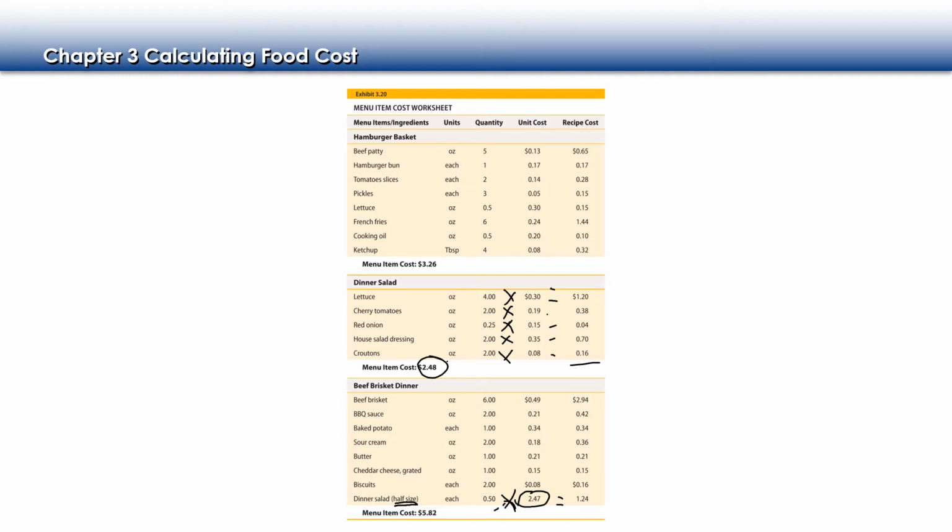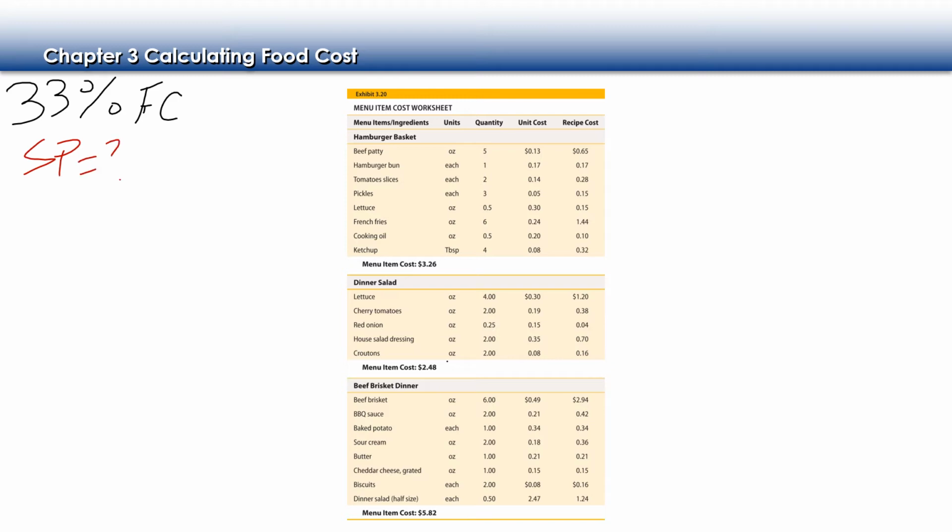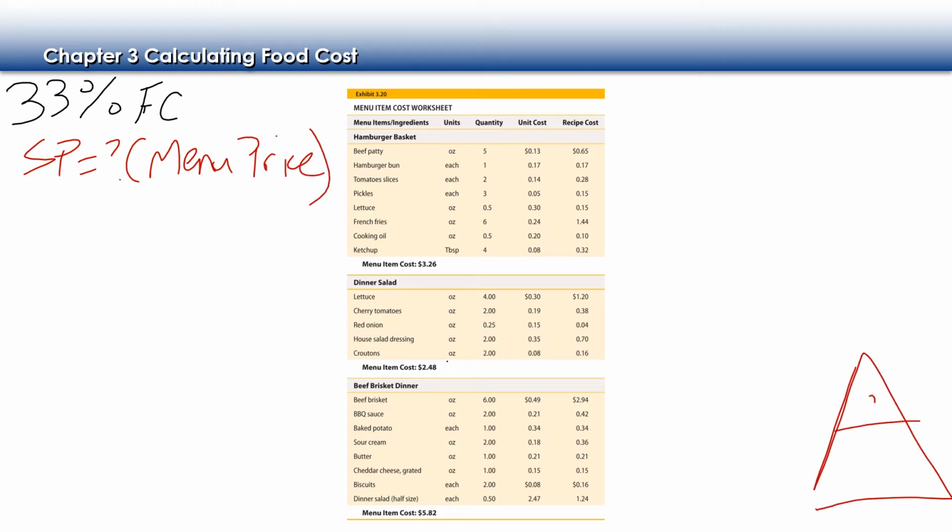Let's assume that we want to maintain a 33% food cost. So if we want to maintain a 33% food cost, what should we sell each of these items for? So what should our selling price be? Selling price, or it could be our menu price. Well, we're going to go ahead and use our triangle: cost, percent, sales.